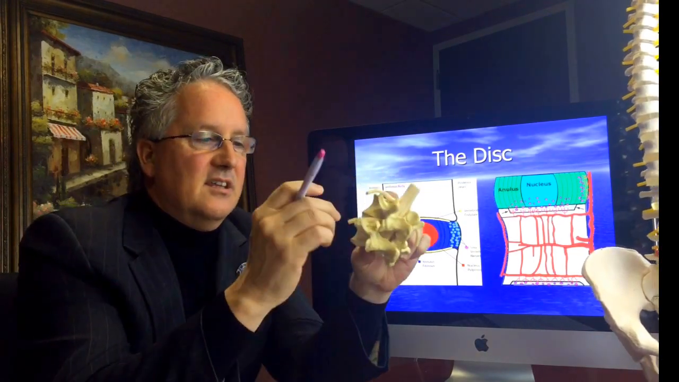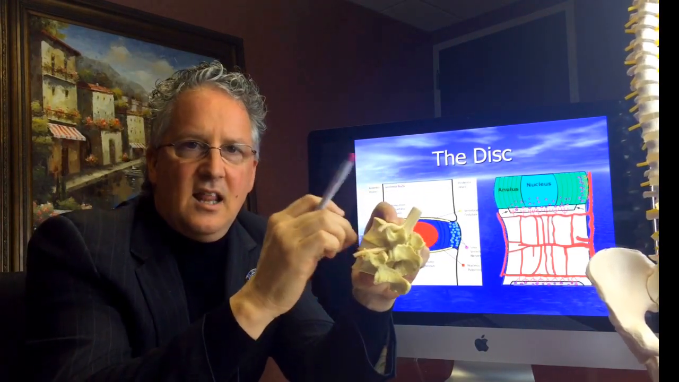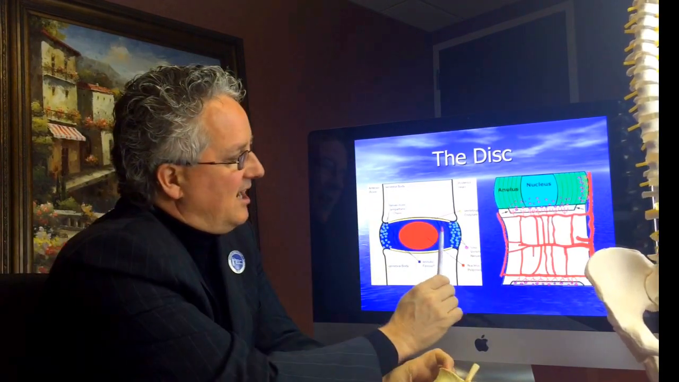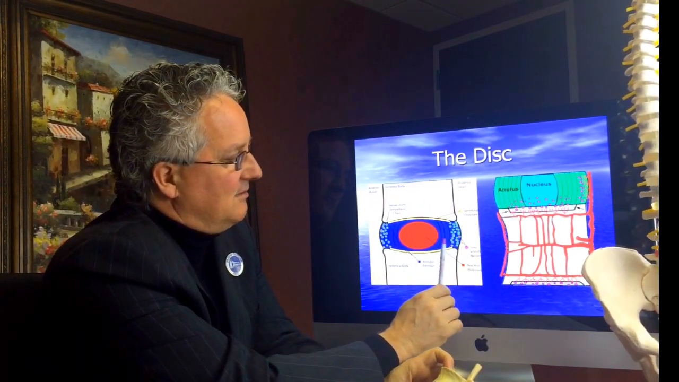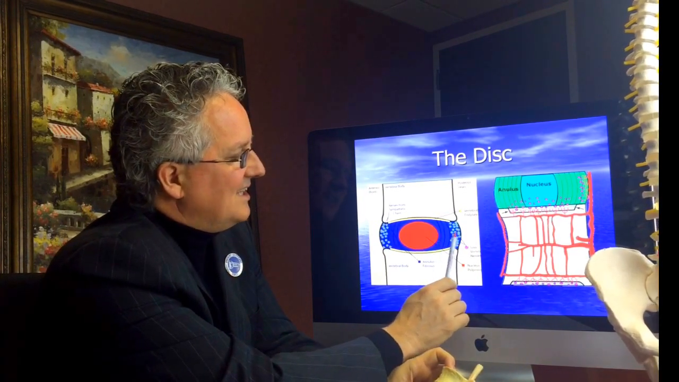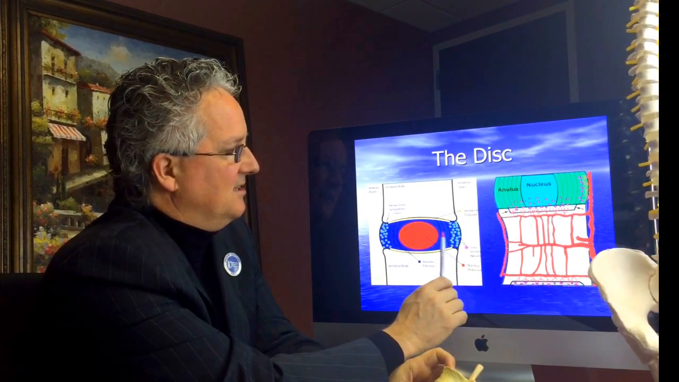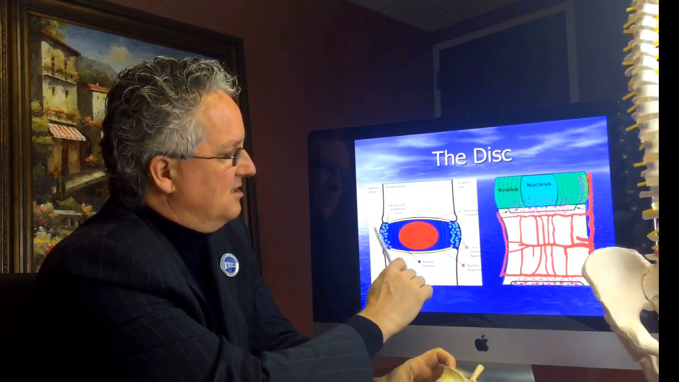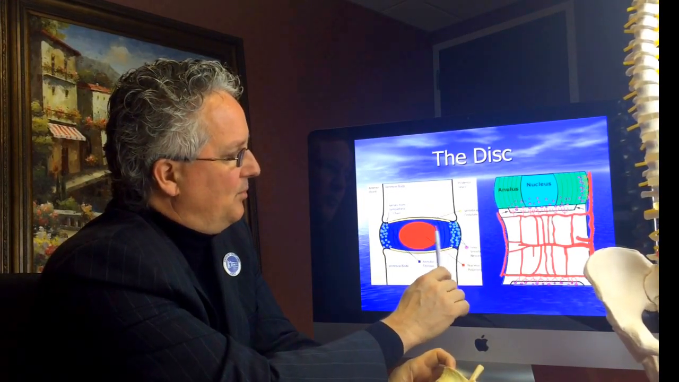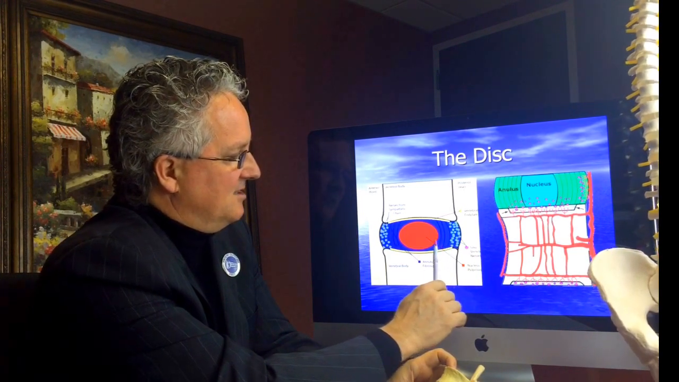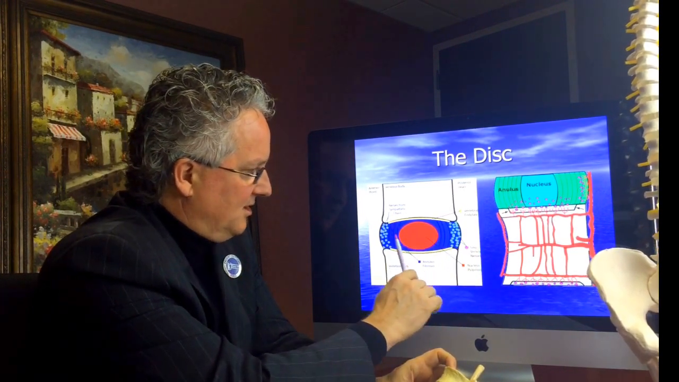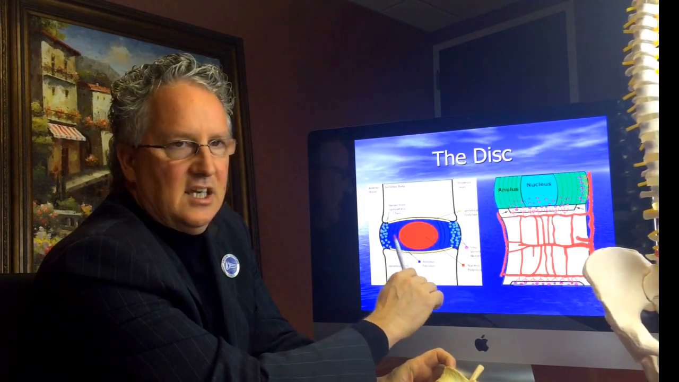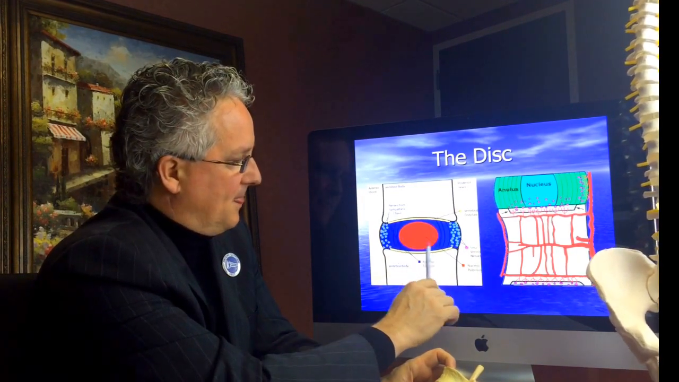Now, the disc is a lot like a jelly donut in the sense that the outside of the disc, there's a thick material. That thick material we call the annulus. It's cartilage. One vertebrae on top of the other. Here's the disc right here. So the outer portion of the disc is the annulus. It's thick. The inner portion of the disc is the nucleus. That's like the jelly on the jelly donut.